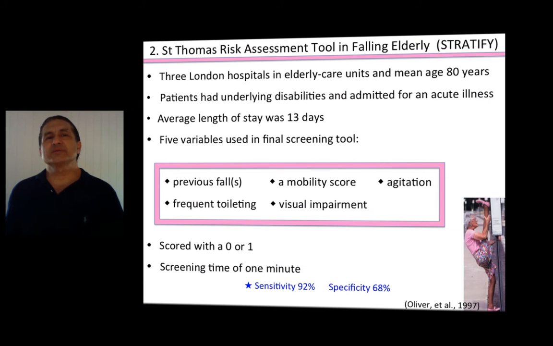My second study is the St. Thomas Risk Assessment Tool in falling elderly, stratified. It was in three London elderly care hospital units. Mean age was 80. With underlying disabilities, patients had acute illness. The average length of stay was 13 days. Five risk factors yielded predictive power and were scored 0 or 1. Screening time was 1 minute, sensitivity 92, specificity 68.